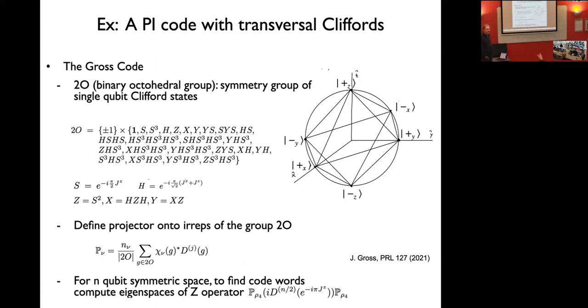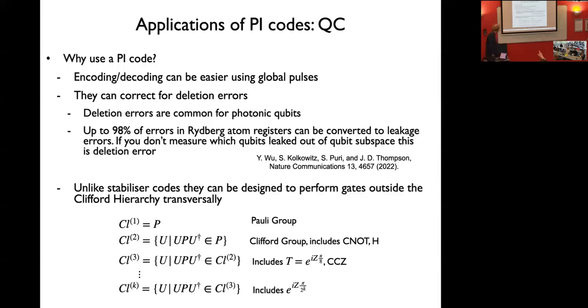Yeah. So can we go back? What did you mean by the first dash global pulses? Oh, yeah, just that your operations can be acting the same on all the qubits. Because you're in a rotationally symmetric space, your operations are just global rotations.